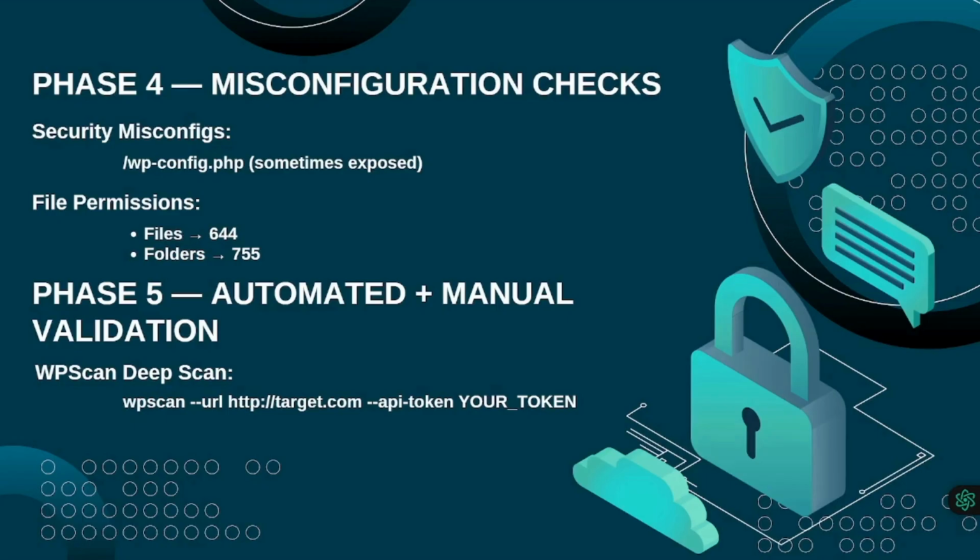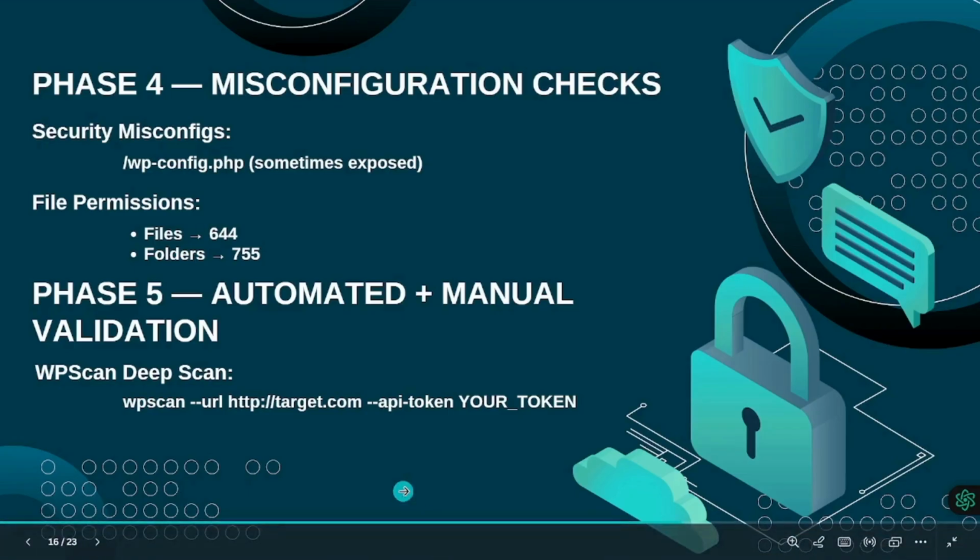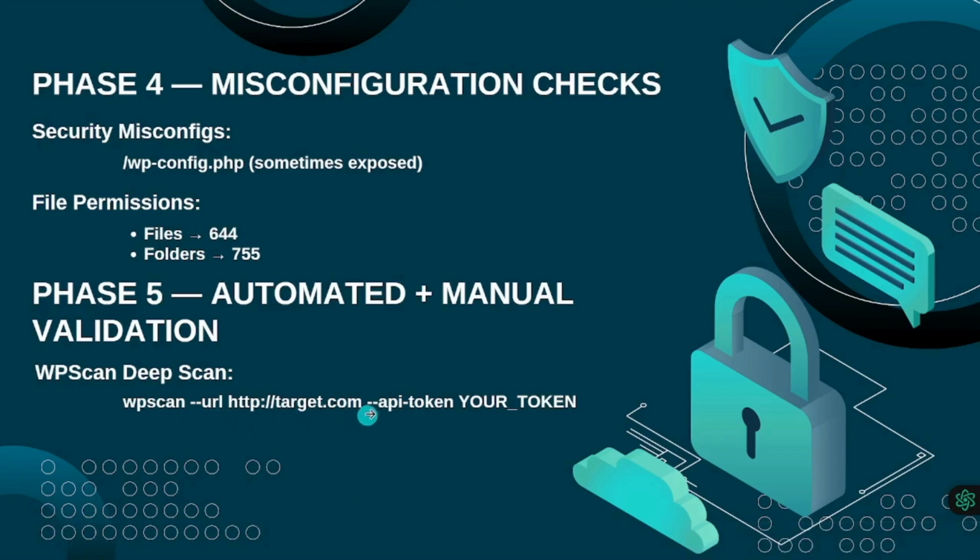Next, phase 5, automated and manual validation. Run a WPScan with the command wpscan --url followed by http and your target name, then --api-token and your token. I will explain later what the token is. An automated scan identifies vulnerabilities and CVEs, and manual testing helps verify whether those vulnerabilities are actually exploitable. Additional issues like input flaws or missing protections ensure we don't rely blindly on tools.